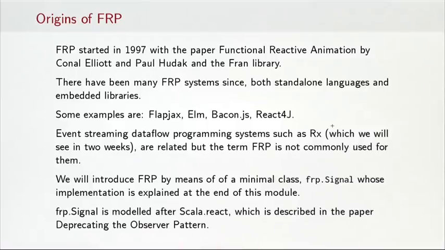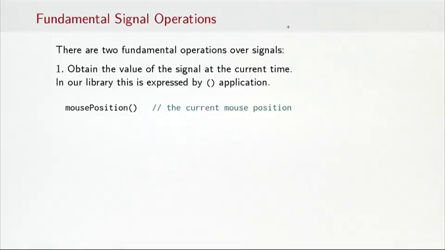FRP.signal is modeled after the library Scala.react, which is described in the paper Deprecating the Observer Pattern by Ingo Maier and myself. And in fact, the React4j library is also influenced by this Scala.react library, so it has abstractions that are a bit similar to what we are going to see here. So let's have a closer look at signals.